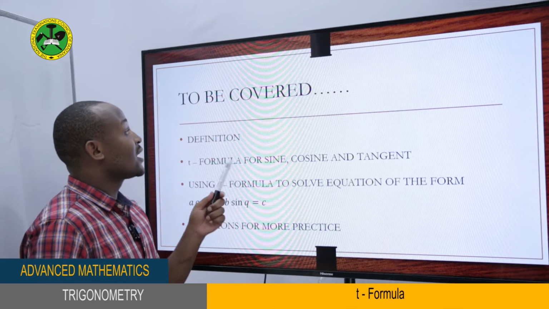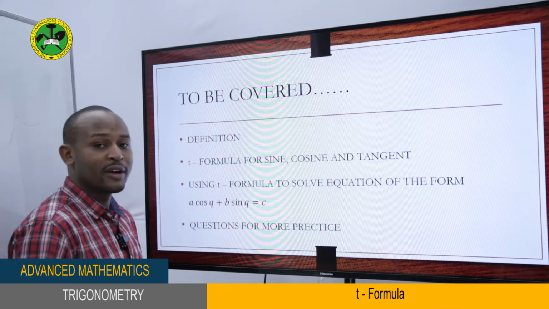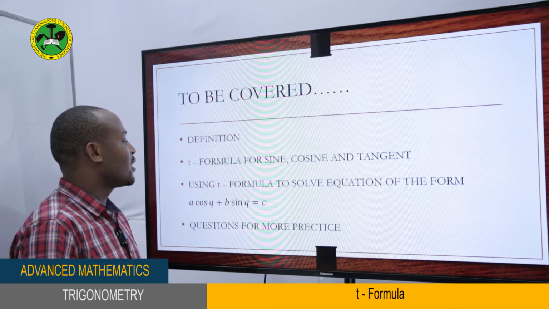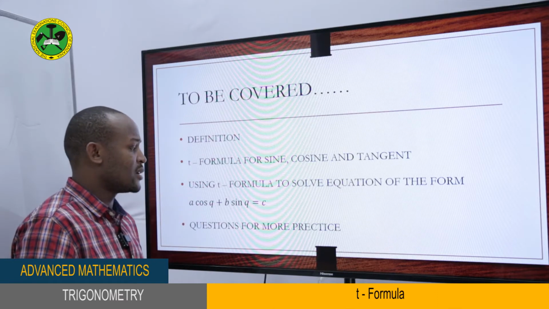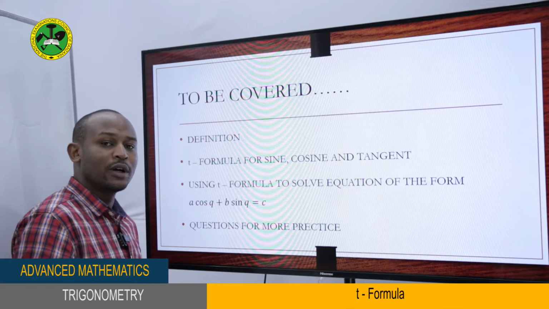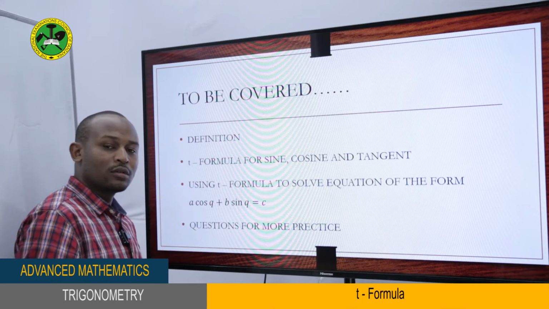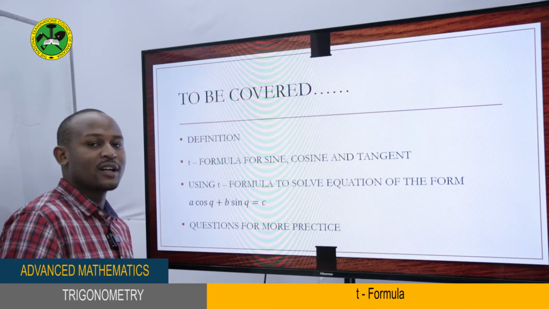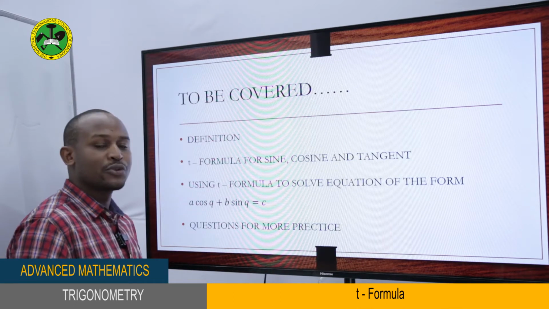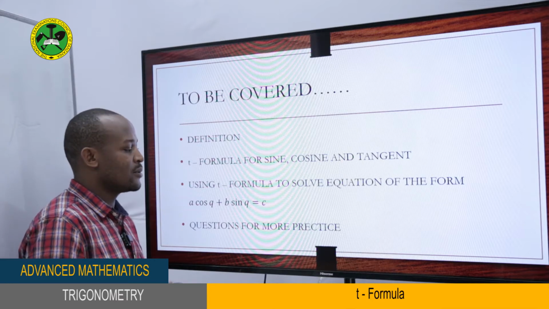So we shall cover the following. First of all, we shall define what the T formula is, and then we shall remind ourselves of the T formulas, and we shall try to derive them and see how they are found, so that you can have a concrete understanding of that. And then after that, we shall use the T formula to solve different types of questions.